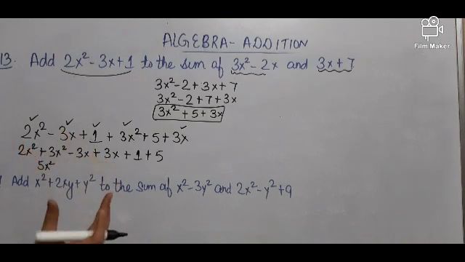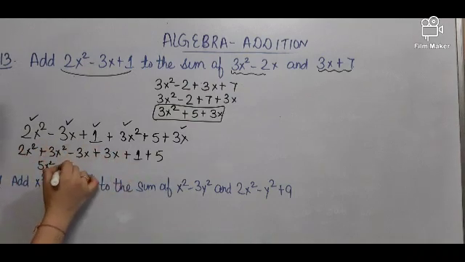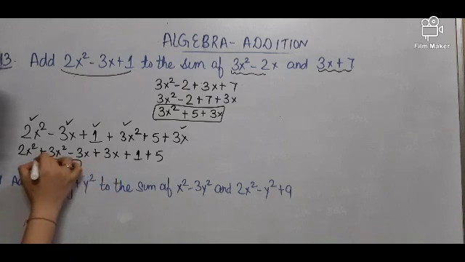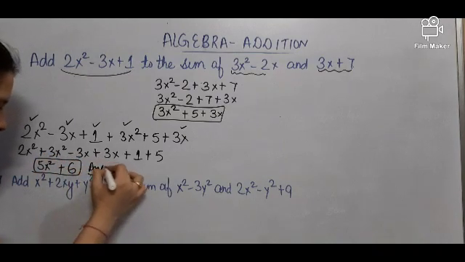Okay, so 0 is neither positive nor negative. You can skip 0 here. Okay, so 5 plus 1 is 6. So this is the answer, 5x square plus 6.